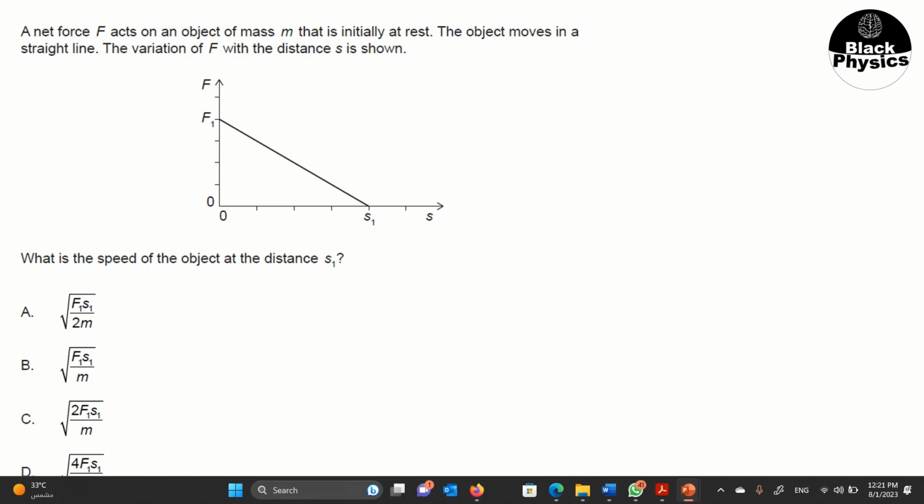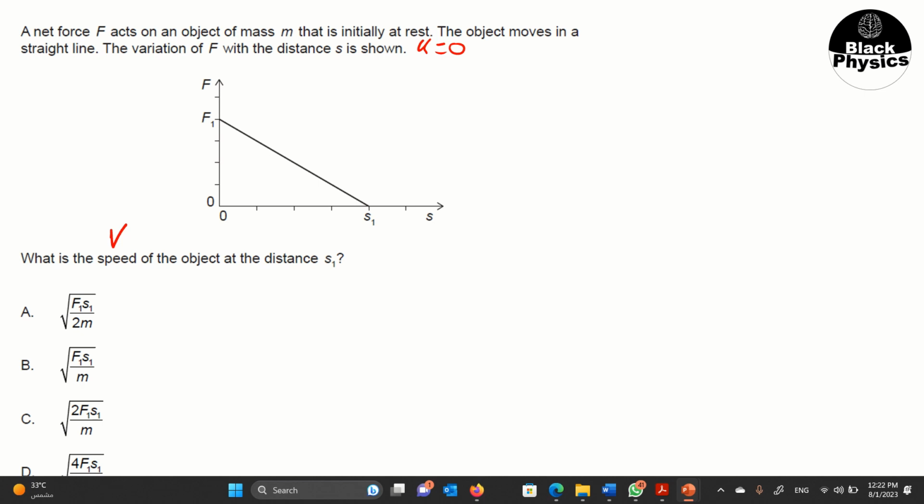So in this kind of problem, the first thing we do is to see what variables we have. We have force on the y-axis, displacement on the x-axis. The object starts from rest, so the initial velocity equals 0. We need to find the speed of the object at a distance s1, which is the final velocity v. The choices we have combine force, displacement, and mass together.